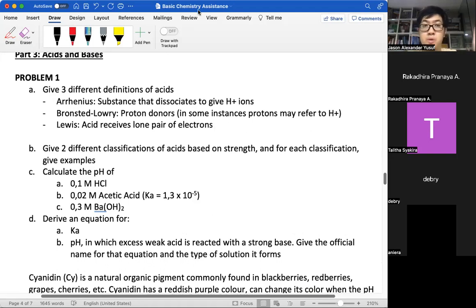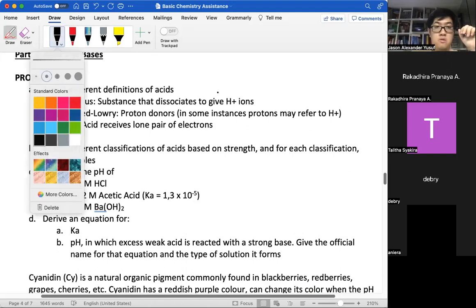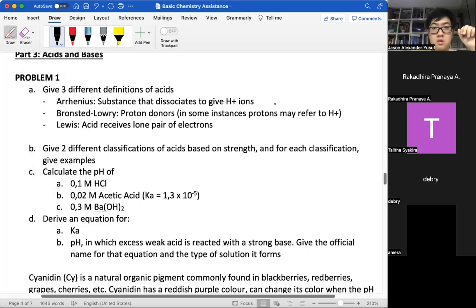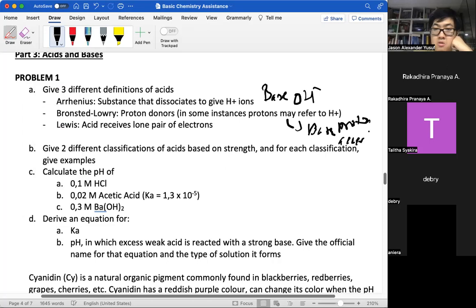It also applies to base. For base, Arrhenius is OH minus, Bronsted-Lowry base is a proton acceptor, and Lewis base is a lone pair donor.